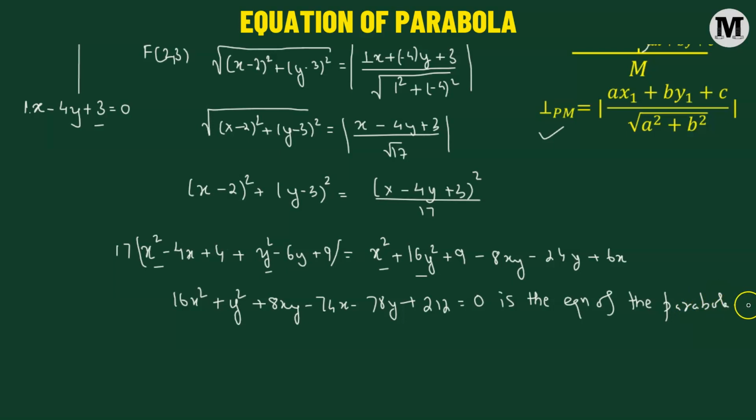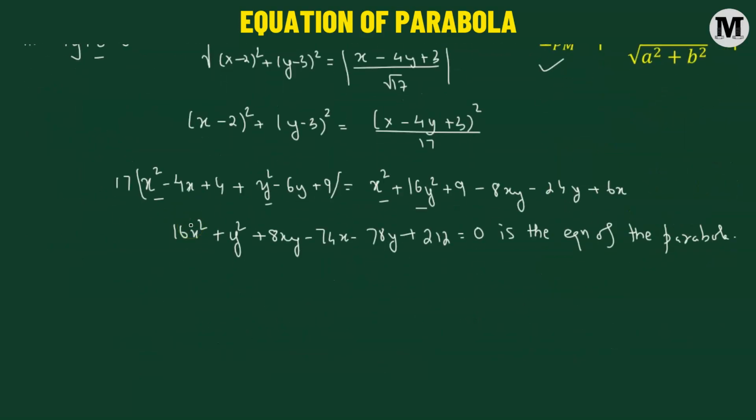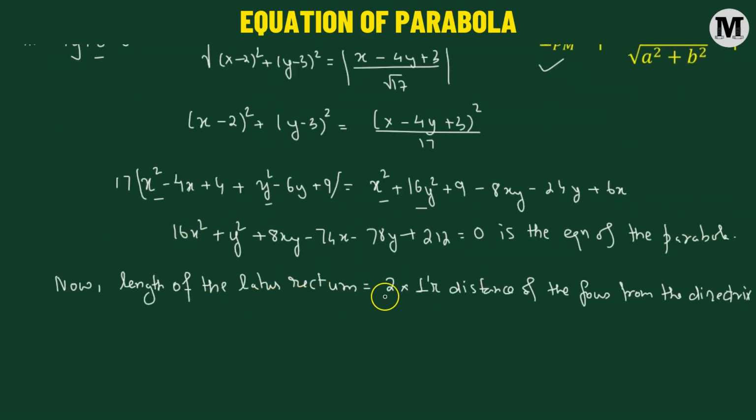Now we go to the second part where we need to obtain the length of the latus rectum. To find the length of the latus rectum, all you have to do is first find the perpendicular distance of the focus from the directrix line. We're going to double that result, and that's going to give us the length of the latus rectum. Therefore, the length of the latus rectum is given by 2 times the perpendicular distance of the focus from the directrix.